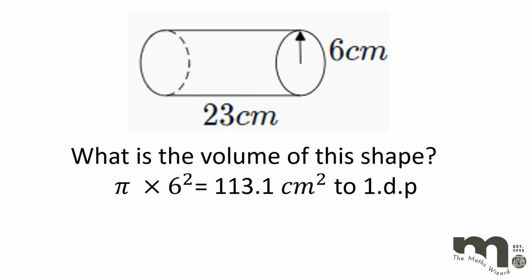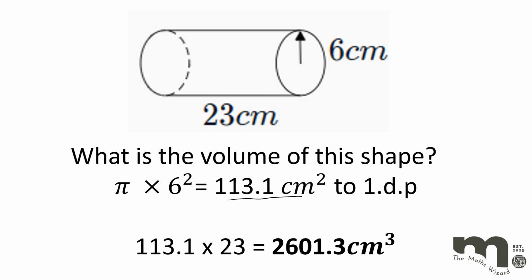So if we do pi times 6 squared, that will tell us the area of this circle on the cylinder. And I've rounded that to 1 decimal place here, so you'll get 113.1 centimeters squared. We've then just got to multiply that by 23, and that will give us our volume, which is 2601.3 centimeters cubed.